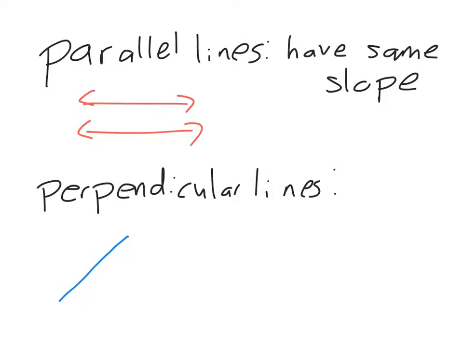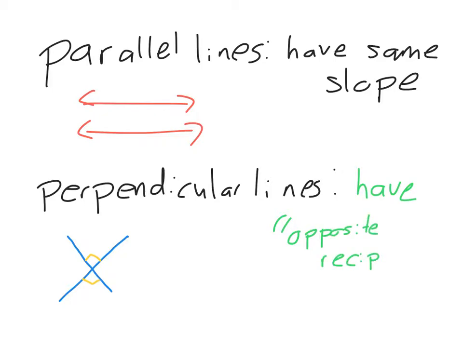Okay, so when I graph perpendicular lines, when they intersect, they should intersect at right angles. Right? The angles formed by their intersection form a 90-degree angle. And then we talk about their slopes as having opposite reciprocal slopes. So these have opposite reciprocal slopes.